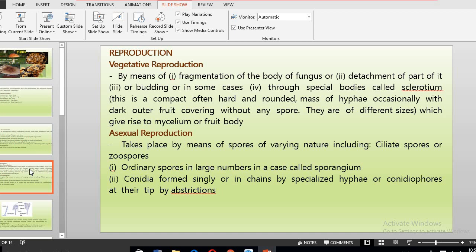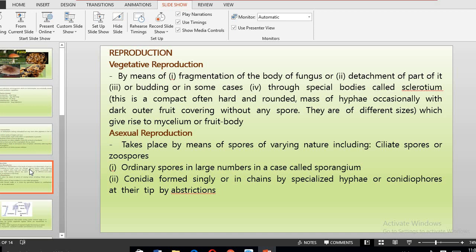Asexual reproduction takes place by means of spores of varying nature, and they include the ciliate spores or zoospores. Ciliate spores are spores that have cilia. Anytime you hear the term zoospores, it means that these are spores that are motile. Asexual reproduction can also be via ordinary spores, which are produced in large numbers in a casing that is known as the sporangium.